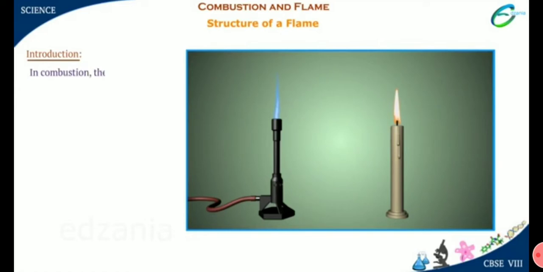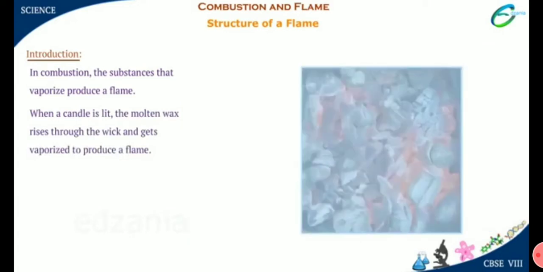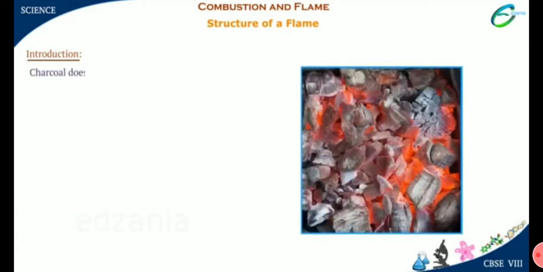In combustion, the substances that vaporize produce a flame. When a candle is lit, the molten wax rises through the wick and gets vaporized to produce a flame. A fuel like charcoal does not vaporize and so does not produce a flame.